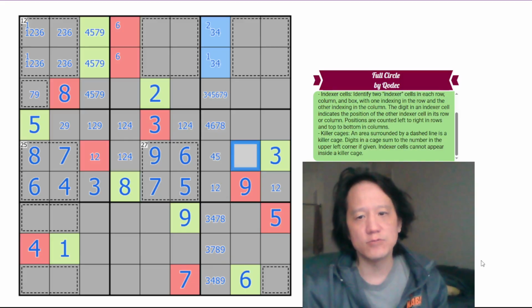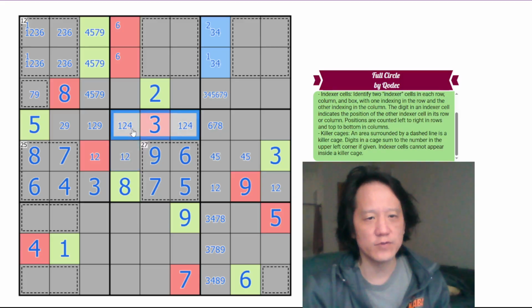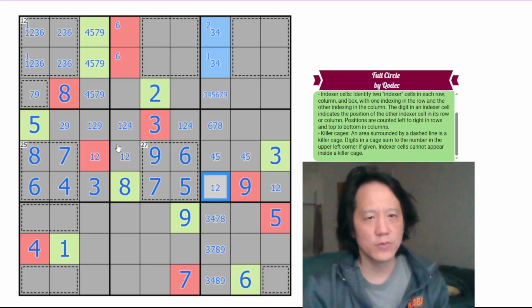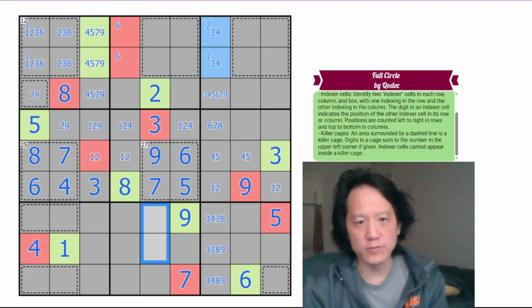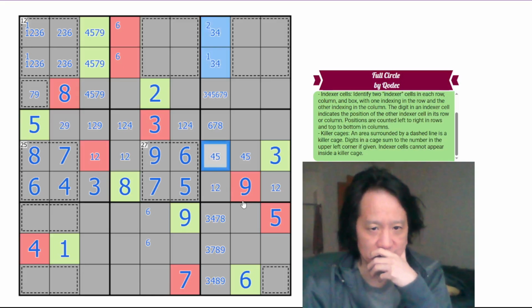Remaining digits here are 1, 2, 4, 5. We have this can't be 1 or 2 because of the 1, 2 pair in the box. This can't be 4. This 4, 5 pair eliminates 4 and 5 in the rest of the row. So this is 1 or 2. We have a guaranteed 6 here. So 6 has to be one of these digits here. We have 1 or 2 here, 4, 5.